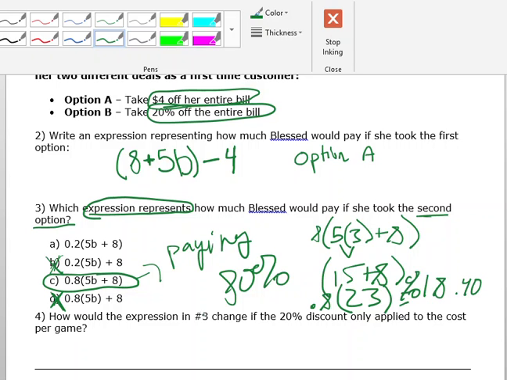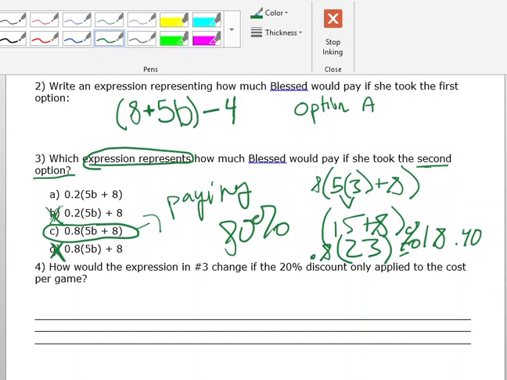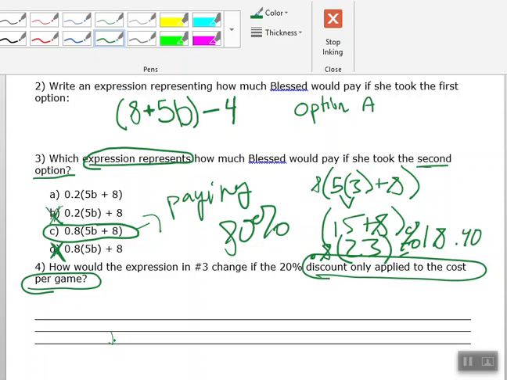Okay, let's move on. How would the expression in number 3 change if the 20% discount only applied to the cost per game? Okay, so what we're saying now is instead of being total cost minus 20%, you're going to have cost per game minus 20%, which means you're still paying that $8 for your shoe rental. That's not going to be discounted.